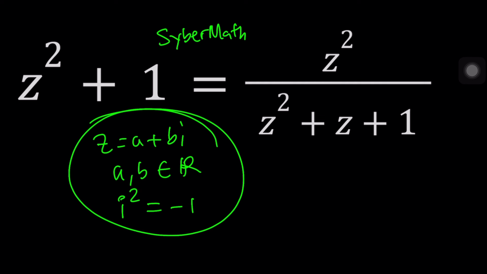So if you have an equation like this, z squared plus 1 equals z squared divided by z squared plus z plus 1, and we're going to be solving for z values, a lot of z's, and second powers. When we multiply, guess what we're going to get? A quartic equation, a fourth degree.